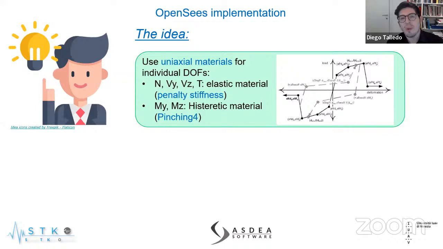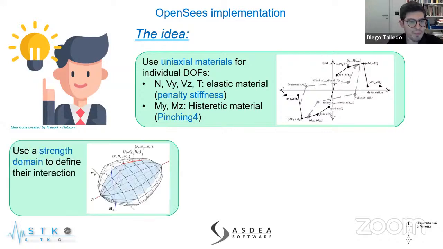The idea is starting from the uniaxial materials for the individual degrees of freedom. In the current version that we are presenting today, for axial degree of freedom, torsional degree of freedom, and the two shear degrees of freedom, we are adopting a penalty approach. So we are using an elastic material with a high stiffness. For what concerns the two bending degrees of freedom, we are using a hysteretic material that is the pinching material that you can see in this picture on the right.